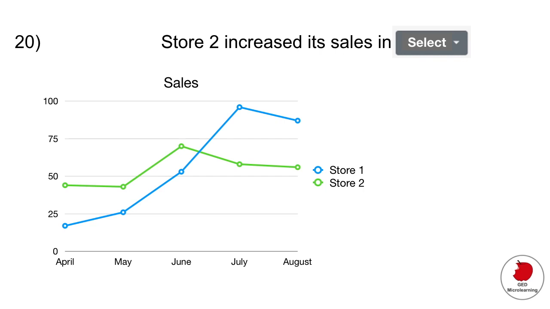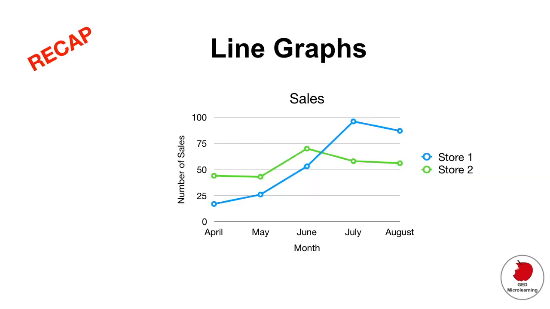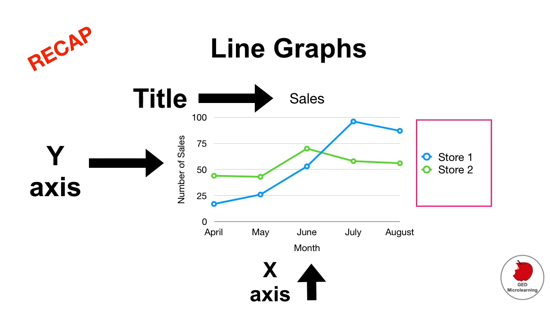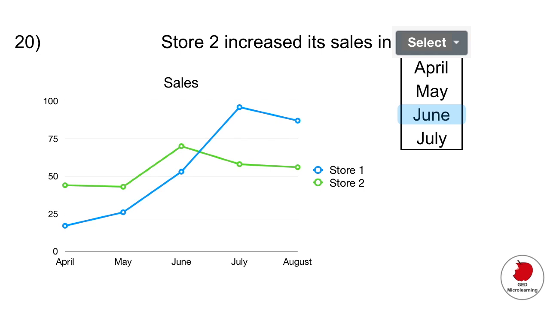All right, so this next question is another drop-down menu question. Those are the possible answers. We're going to look at the title, which is telling us about sales. We're going to look at the legend there on the right. The y-axis is telling you the number of sales, and the x-axis is telling you the month. So we're looking specifically at store 2 in the question, which is the green line, and it's asking us when store 2 increased its sales. If you look at the graph, that would be in June.